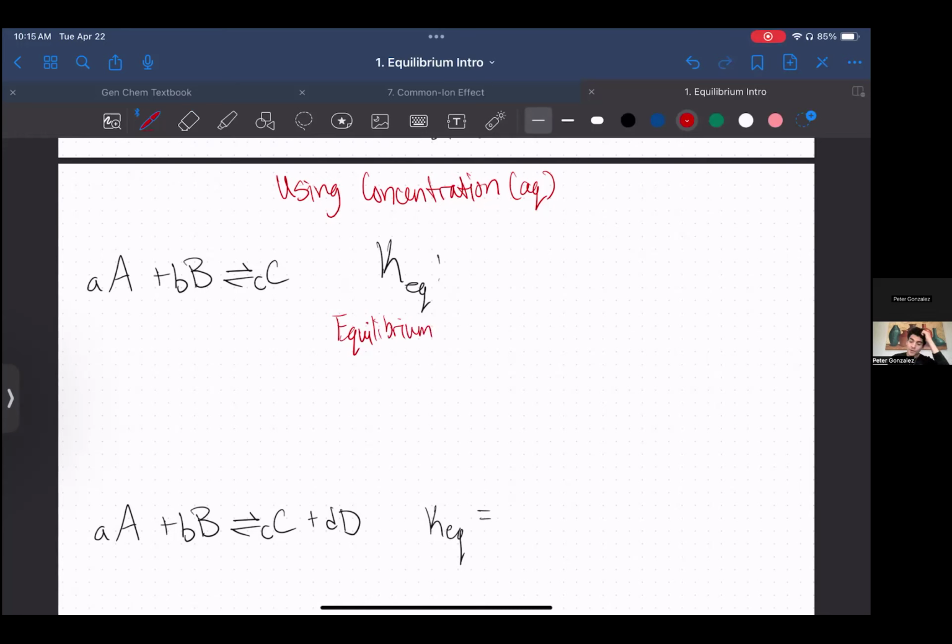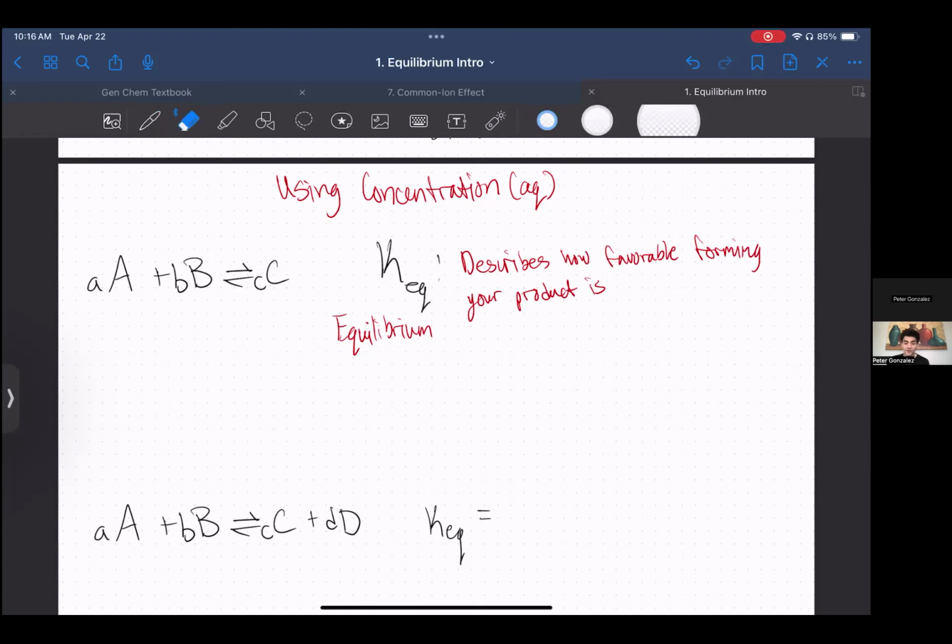And basically what this equilibrium constant tells you is how favorable forming your product is. So for very high values of K, that means you're very likely to form a product and you get a lot of product formation. But for other reactions where K is a lot less than one, it means you don't form as much of that product and you get a lot more reactants staying unreacted.